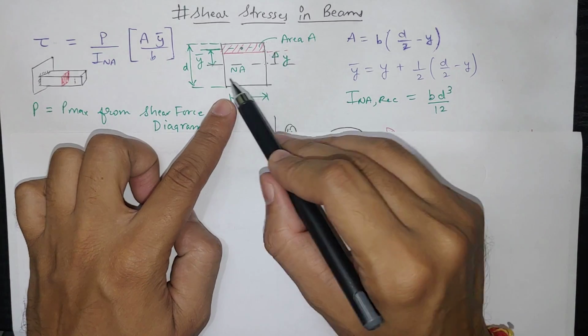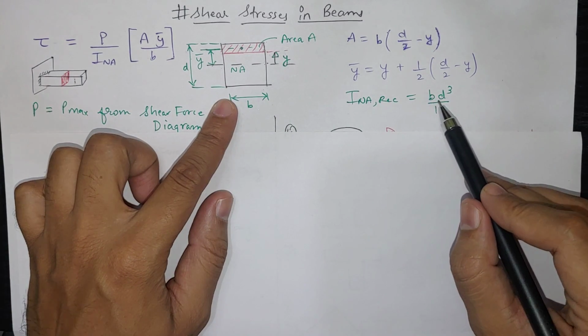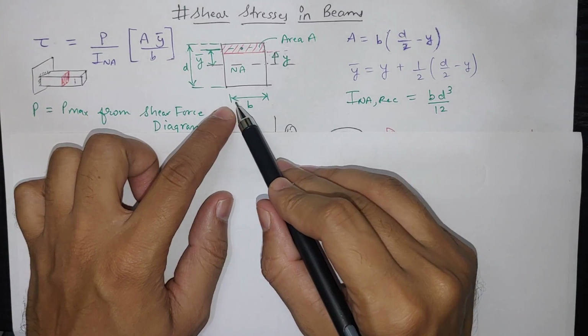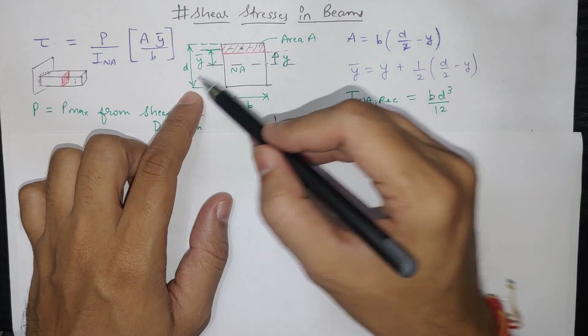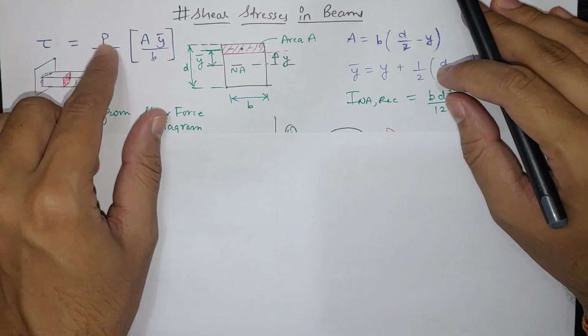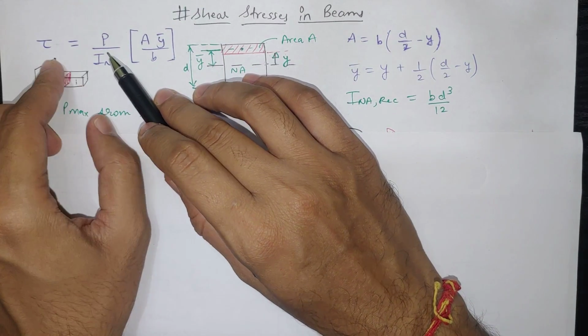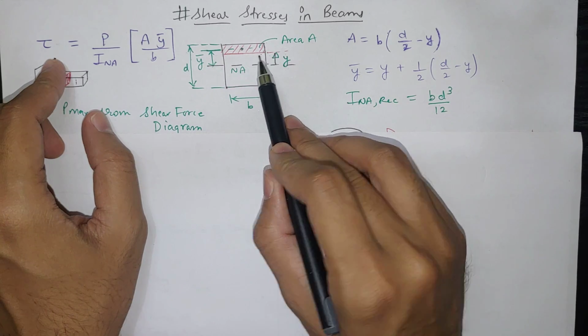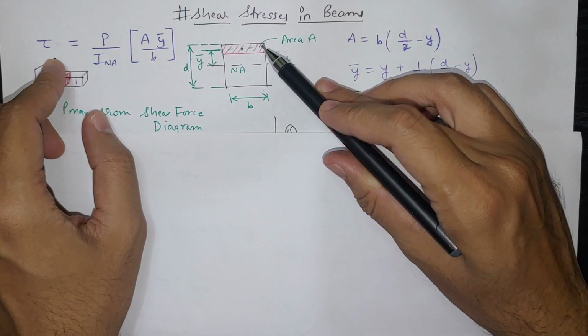We know the inertia for this particular shape will be b d cube by 12. b is this width, and d is this height. So all these values if we place in this formula, then we get the shear stress at this particular fiber, and it will vary with respect to y.